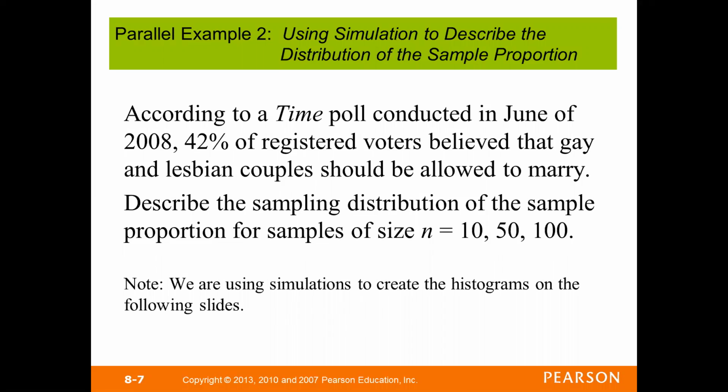The second example would be, according to Time, they conducted a poll in June of 2008. 42% of registered voters believe that gay and lesbian couples should be allowed to marry. Describe the sampling distribution of the sample proportion for samples of size n equals 10, 50, and 100. Well, let's look at what happens if we run some different simulations to see what the distribution of the sampling process would look like.